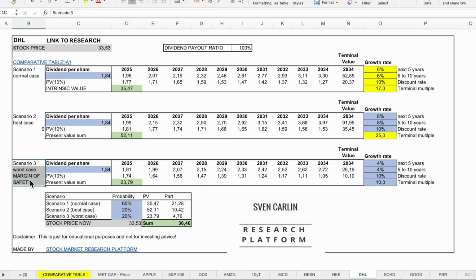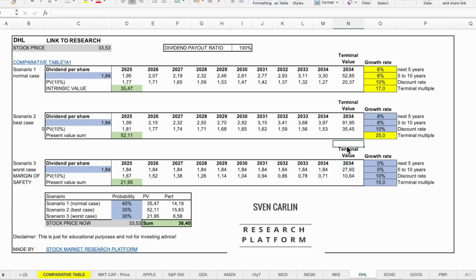If we go to a worst case scenario, let's see if there is a margin of safety, 0% growth. Let's say that the required dividend is 6%. That can happen in Europe. And then we still have, let's say, overvaluation. If we put 40% on the normal case, 30% on the best case, and 30% on the worst case, then DHL stock is fairly valued from that risk and reward perspective when it comes to the situation now.